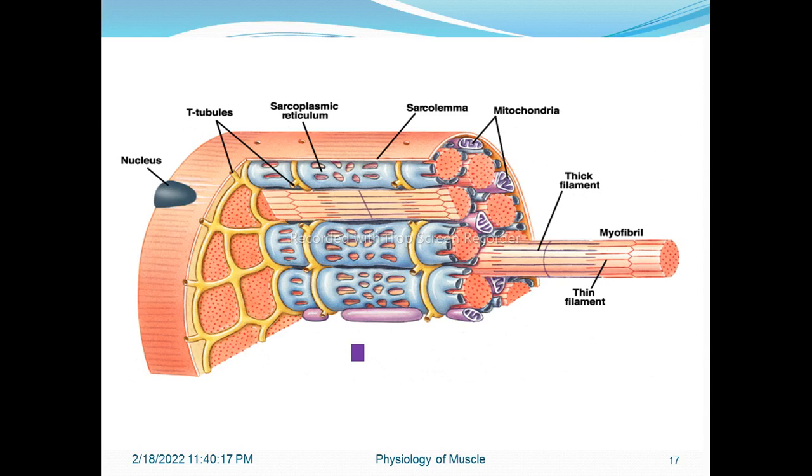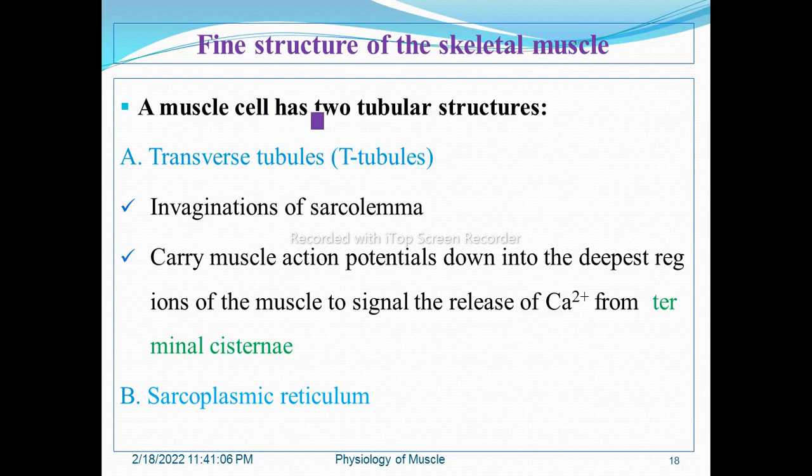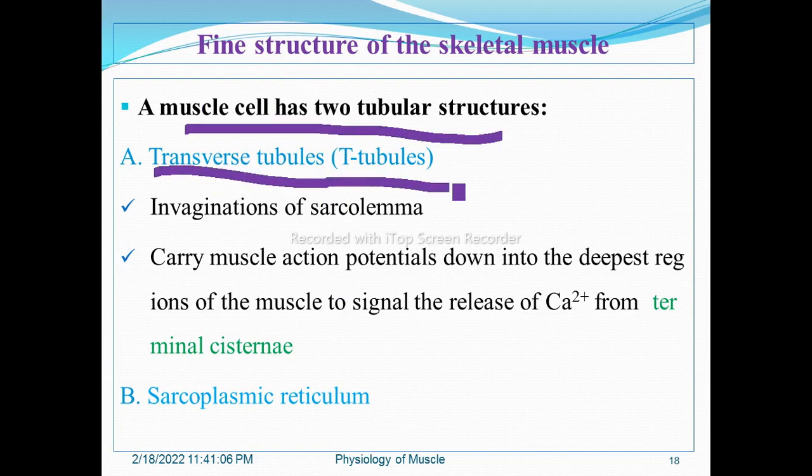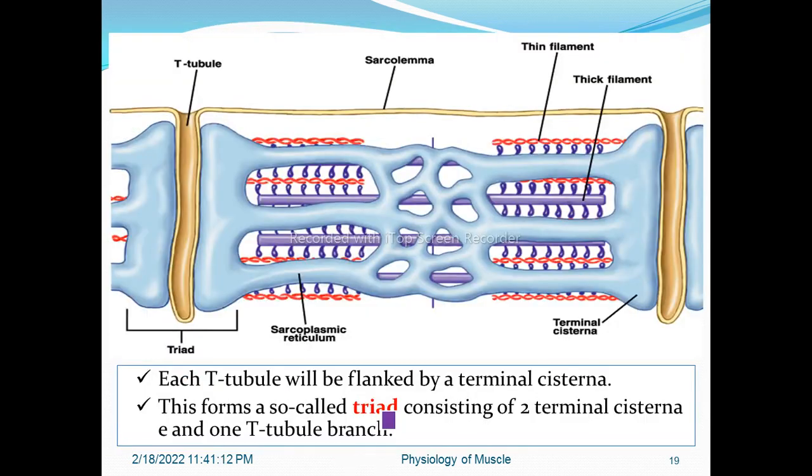So, having this concept, the fine structure of skeletal muscle. A muscle cell has two tubular structures. The one is the transverse tubule or T-tubule. It is an invagination of the sarcolemma, a continuation of the sarcolemma. It carries the muscle action potential down into the deepest region of the muscle to signal a release of calcium from the terminal cisternae. The other is the Sarcoplasmic Reticulum.